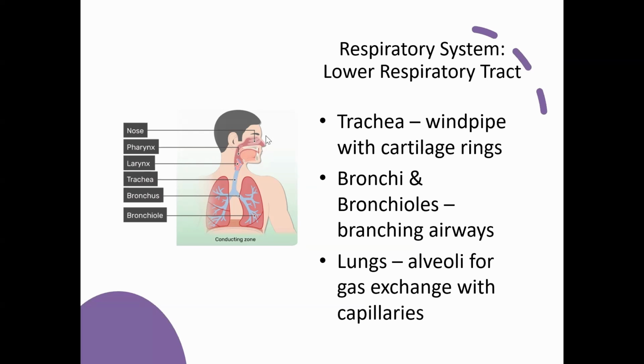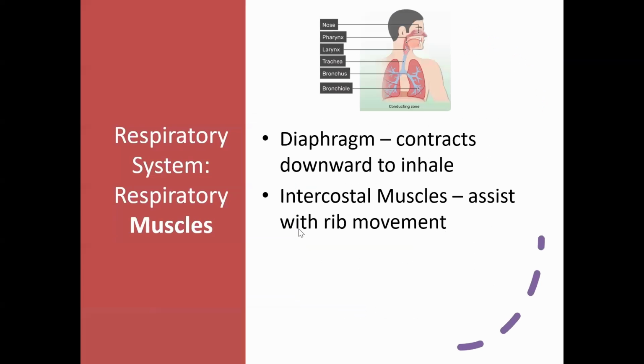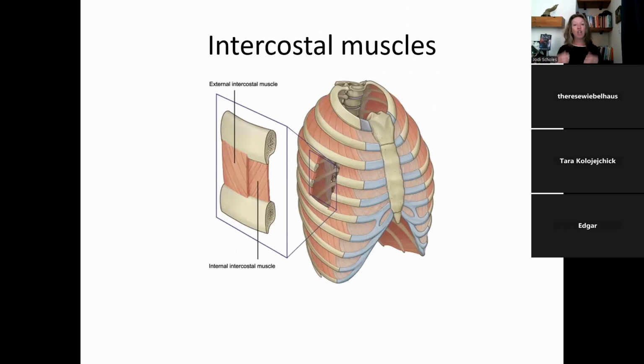Just wanted you to see this image of breathing in, coming down the trachea. These are the bronchial trees, these little blue things. We do have respiratory muscles that help us breathe. Our respiratory muscles are the diaphragm and the intercostals. The intercostal muscles are the muscles in between our ribs, our costals.